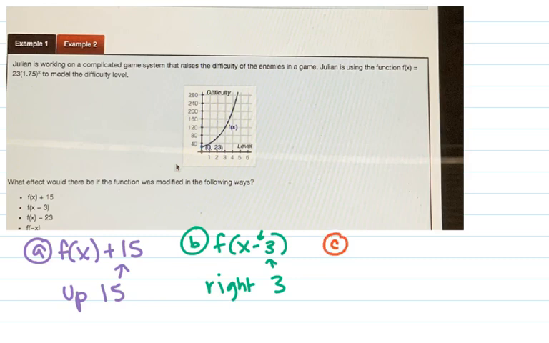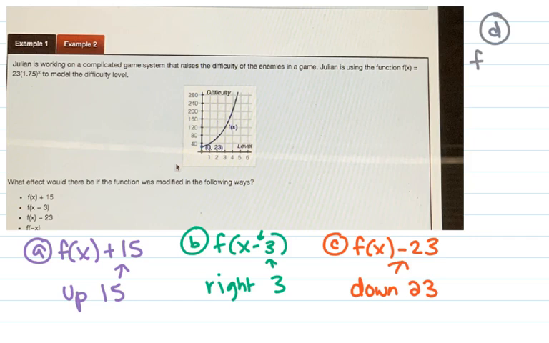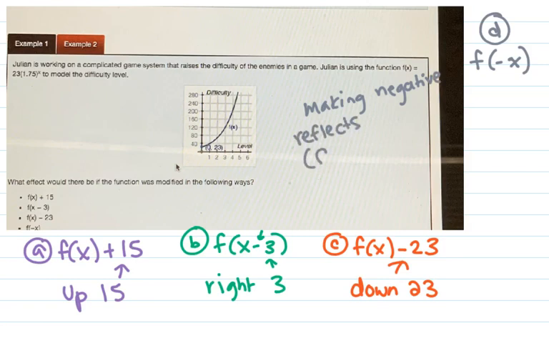For our next one, we have f of x minus 23, so here again, I have something being subtracted from the end of our function, so this is moving it up or down, and in this case, it's moving down because it's negative, so down 23. Now this last one we didn't touch on, but it's okay, we can talk about it. So for D, they want to know what f of negative x would be. So making something negative, what it does is it reflects your function or flips.